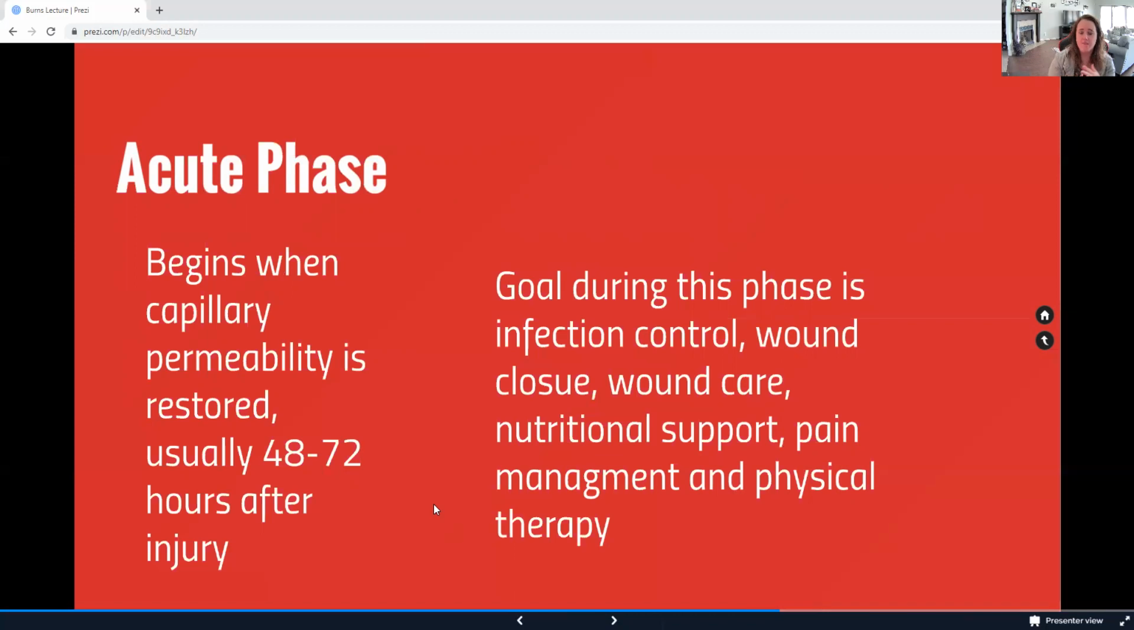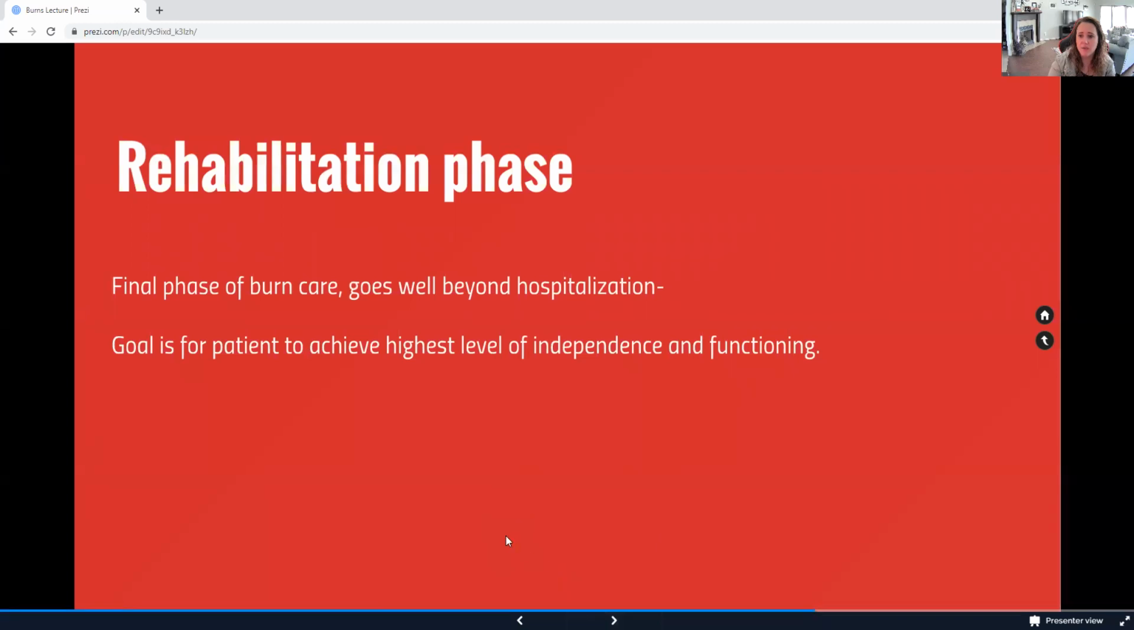Wound care, infection prevention, adequate nutrition, and pain management are our goals in this acute phase. And the acute phase can last from 48 to 72 hours after the injury for months afterwards until the burn heals. So those are our goals in this phase. And then our rehabilitation phase is the final phase of burn care. It goes well beyond hospitalization. The goal for our patient is to achieve the highest level of independence and functioning that they can post-injury. So this is going to be outpatient care and continuing therapy for these patients long after they've left the hospital.